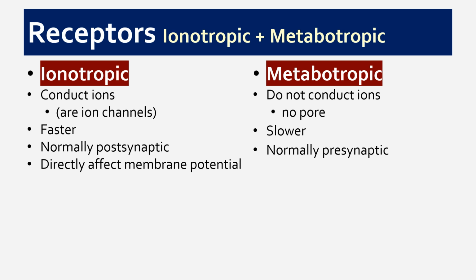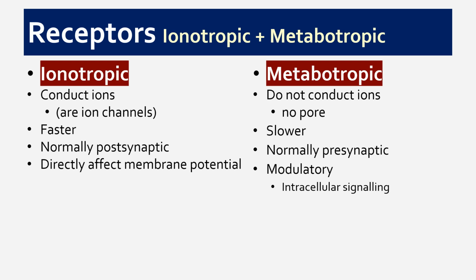Because ionotropic receptors conduct ions, they directly affect membrane potential. Again, referring back to the action potentials video, we talked about the resting membrane potential of about -65, -70 millivolts and how changes in that are a feature of the conduct of an action potential. This is the result of actions at ionotropic receptors.